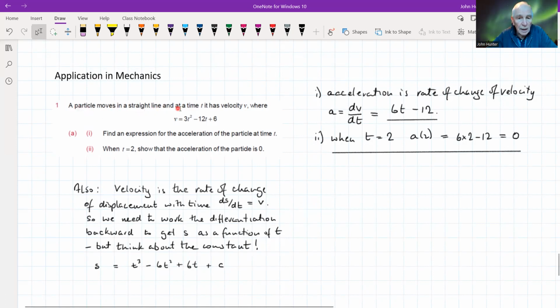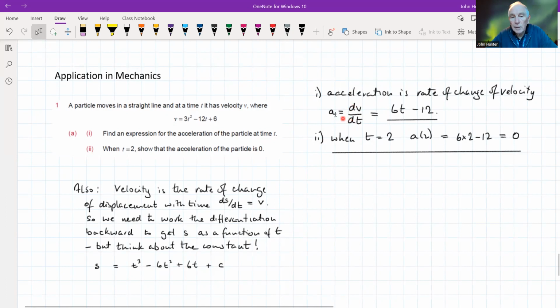Particle moves in a straight line, and at a time t, it has velocity v, where v equals this function here. So you can imagine how this is working. It's going to get faster and faster and faster, this particle. So the first part says find an expression for the acceleration of the particle. Now, what we need to know here is that actually acceleration is the rate of change of velocity, and as such, it's therefore the derivative of the velocity function.